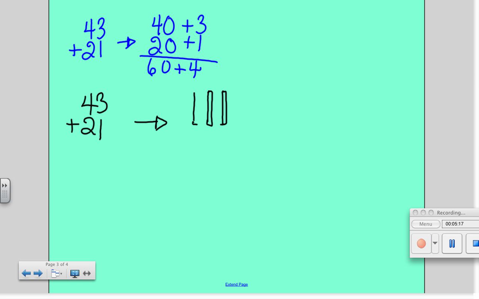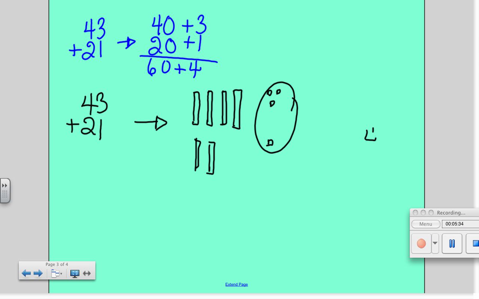Ten, 20, 30, 40, 1, 2, 3. Think of those rods that you use, or actually have pieces, and then group them together. Group the ones and have a 4, and group those and have 6. Does anybody do that in their head or on paper in order to find the answer when they're adding it?